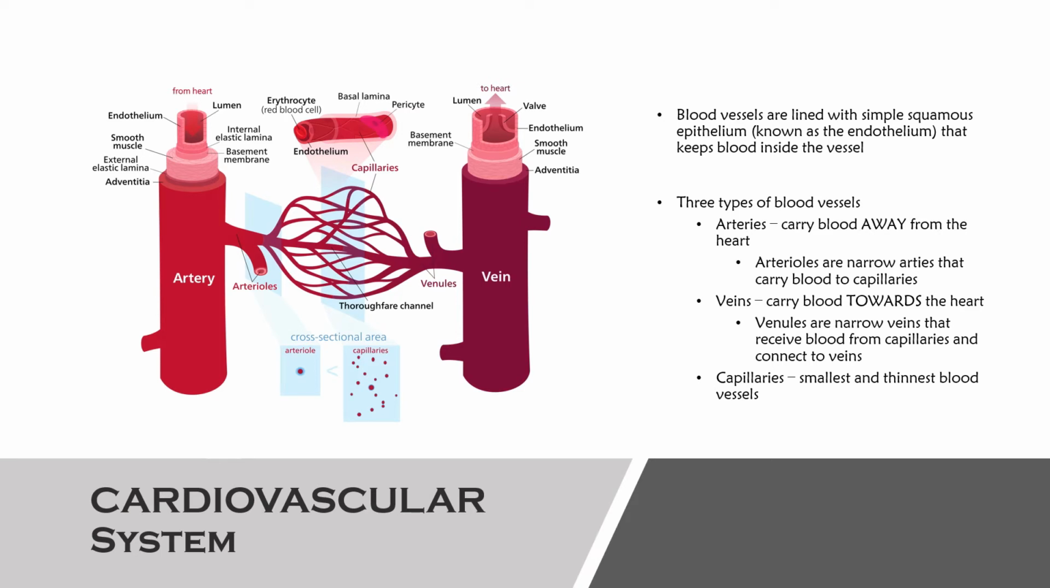Just some other information in regards to the cardiovascular system. Your blood vessels are lined with simple squamous epithelium. It's also known as the endothelium, and that is keeping blood inside the vessels. You have to create a certain pressure to maintain a concentration gradient, right? There are three types of blood vessels. There are arteries that carry blood away from the heart.